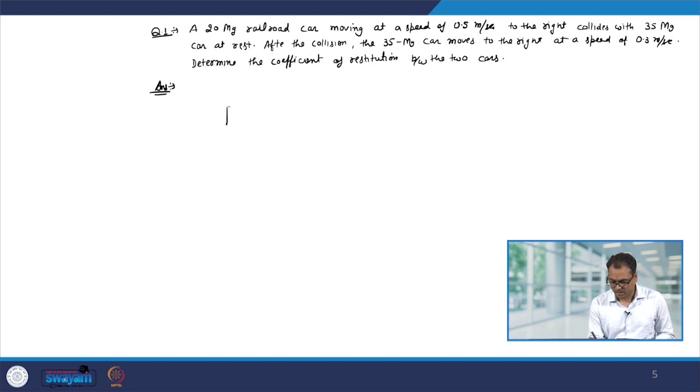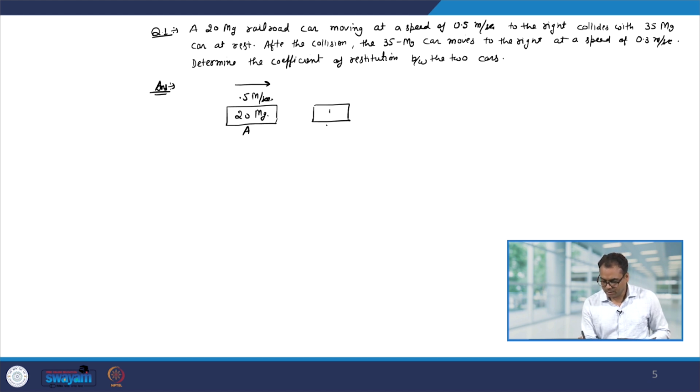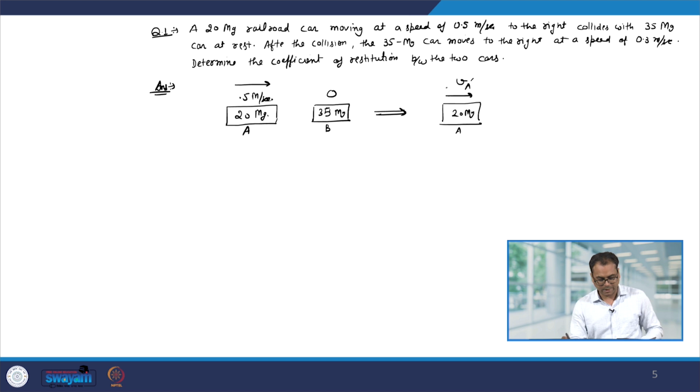it is given that the railroad car has a mass of 20 million gram, let us call it A, and it is moving with 0.5 meter per second to the right. Car B, its weight is 35 million gram, it is at rest, and after the collision, let us say car A moves to the right with a velocity of V A prime, and it is given that car B moves to the right with a velocity of 0.3 meter per second.